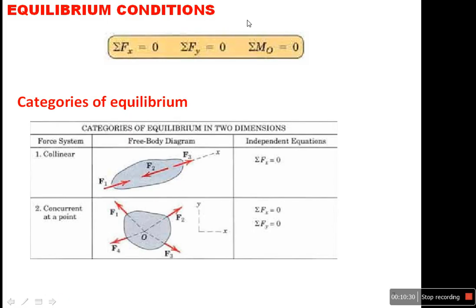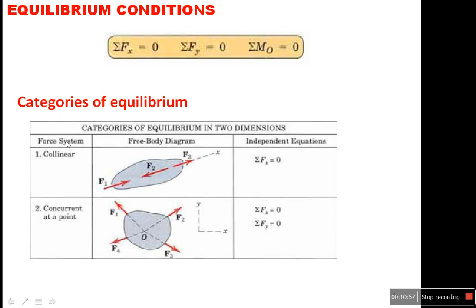Now, actually, we have conditions for equilibrium. These conditions are: summation of all forces in the x-axis equal to 0, summation of all forces in the y-axis equal to 0, summation of all moments about any point equal to 0. So these are the equilibrium conditions. Categories of equilibrium, or let's say the types of equilibrium.